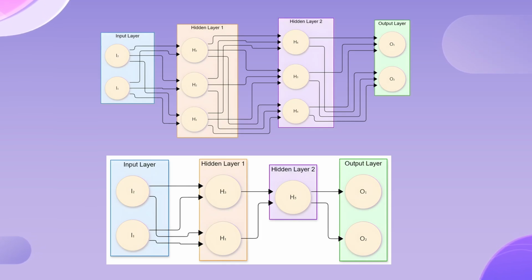So as you can see, this is our pictorial representation of a pruned and unpruned version of deep learning models. In the first picture, it is the unpruned model, and the second picture is the pruned model.